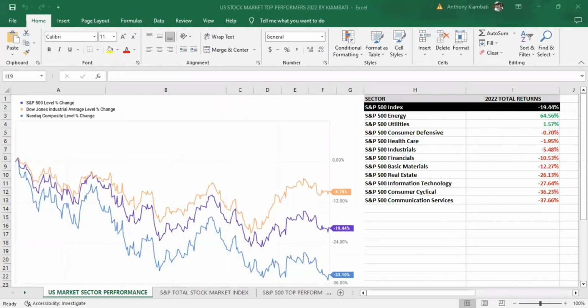Looking at last year, the S&P 500, which is the largest benchmark index for the US stock market, had a negative return of 19.44%, as you can see on your screen.